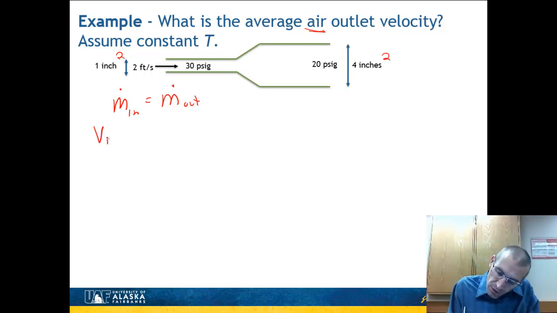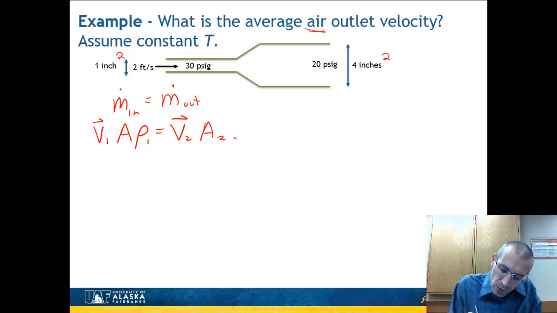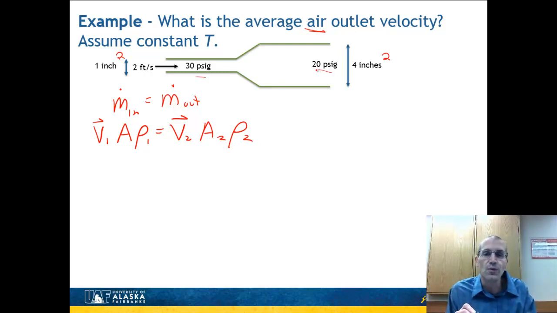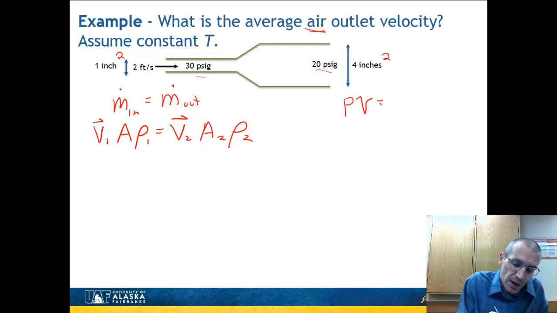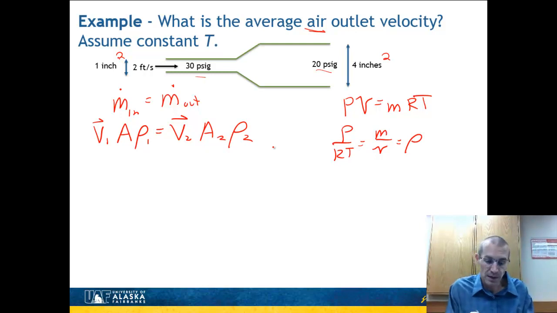So I'm going to have V1 A1 rho 1 equals V2 A2 rho 2. Now, in this case, I can't cancel the densities because I can see with this change in pressure as I move through the pipe, I'm going to have a different density. I need to determine what those densities are, and I can use the ideal gas law that says PV equals mRT, and I can rearrange this in terms of density because I can then see that P over RT is m over V, and that right there is density. So for each place that I have density, I can replace it with P over RT.